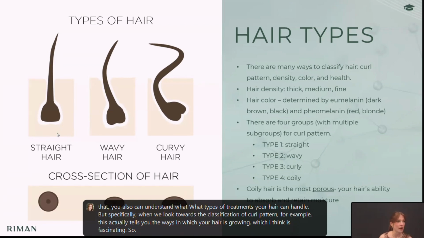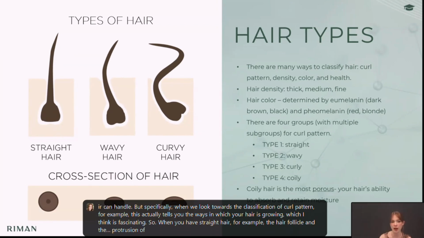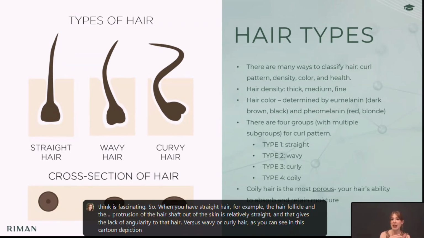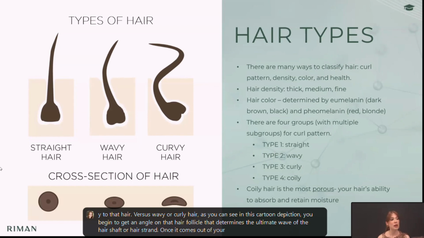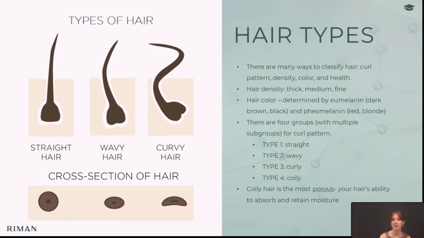So when you have straight hair, for example, the hair follicle and the protrusion of the hair shaft out of the skin is relatively straight, and that gives the lack of angularity to that hair. Versus wavy or curly hair, as you can see in this cartoon depiction, you begin to get an angle on that hair follicle that determines the ultimate wave of the hair shaft or hair strand once it comes out of your head. If you then take a cross section of any of these strands, you can also see that the hair strands themselves are different in shape. You might have one that's perfectly circular in a straight hair capacity versus one that's rather elliptical in a more curly or curvy hair capacity.